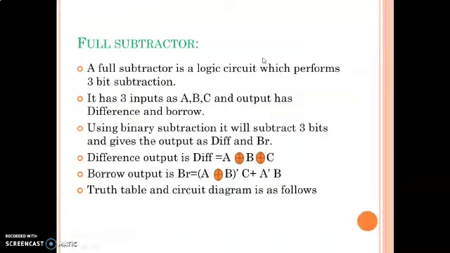Next, we will see full subtractor. A full subtractor is a logic circuit which performs 3-bit subtraction. That is, it has 3 input lines, that is A, B and C, and the output lines are difference and borrow. Using binary subtraction, it will be subtracting 3 bits and gives the output as difference and borrow. Difference expression is A exclusive-OR B exclusive-OR C and borrow expression is (A exclusive-OR B) whole bar into C plus A bar B.